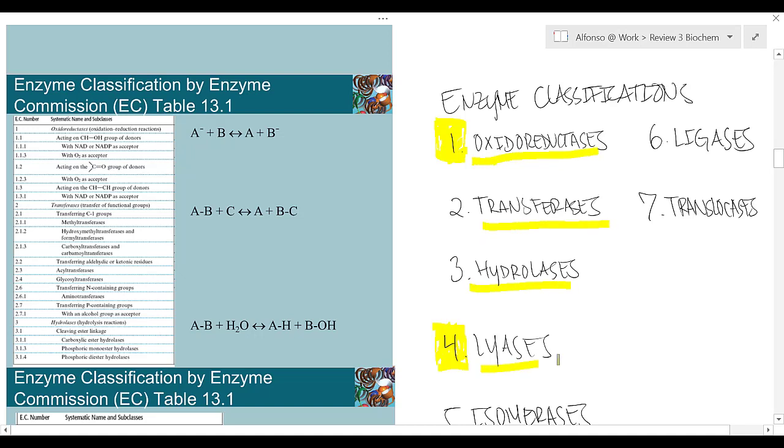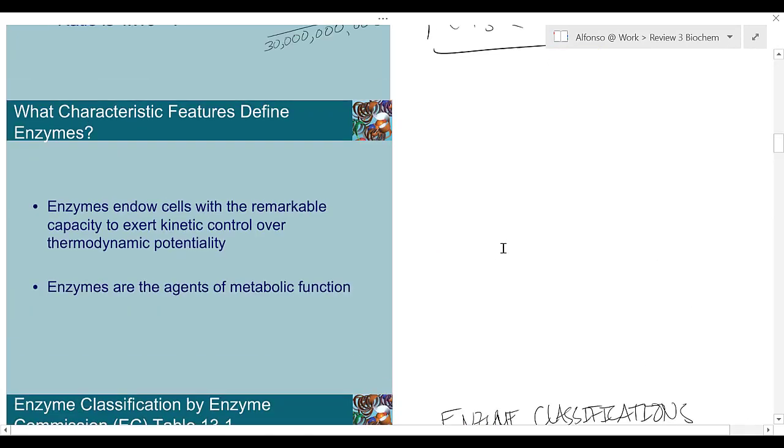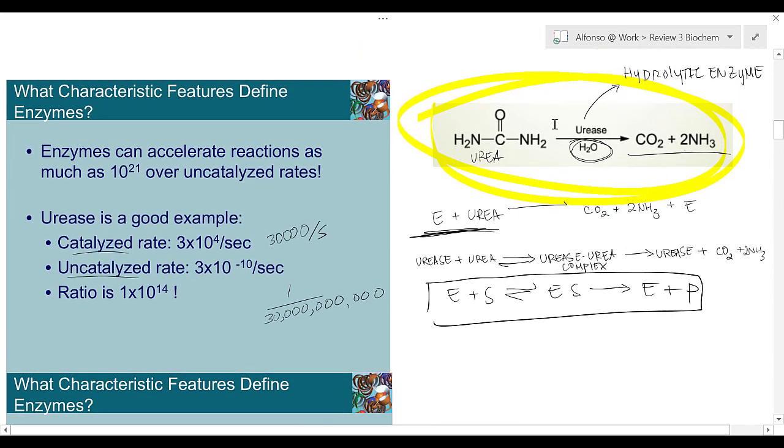So we covered hydrolases, and we know that hydrolases use water to cleave urea into CO2 and ammonia. Sorry, not all hydrolases, only urease does that. Urease gets urea, uses water, cleaves it into CO2 and NH3.